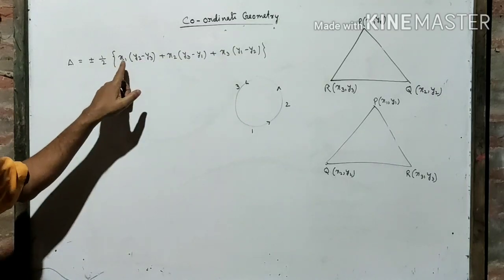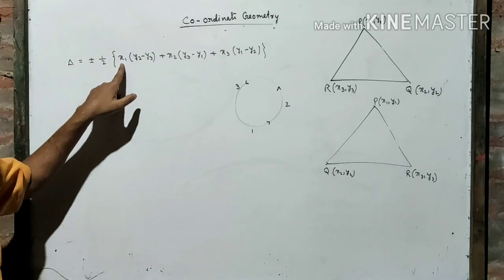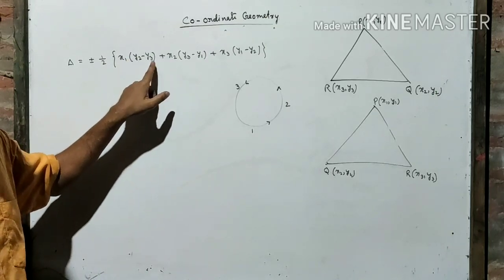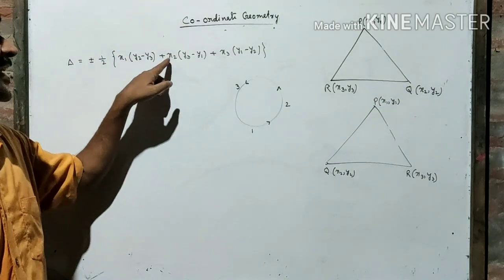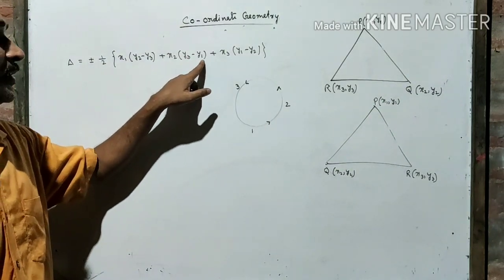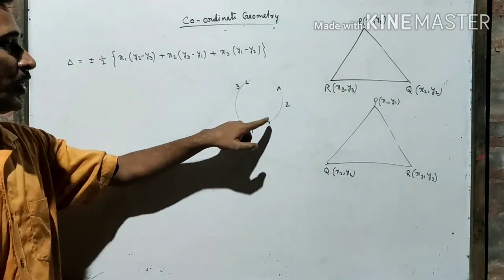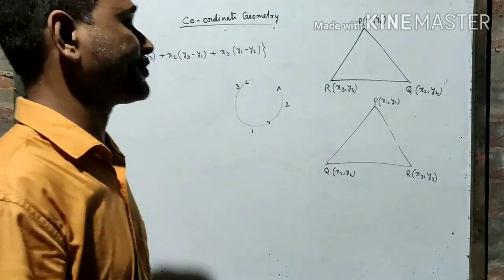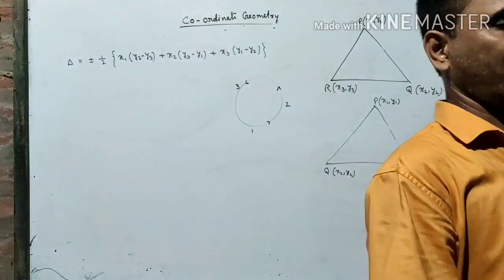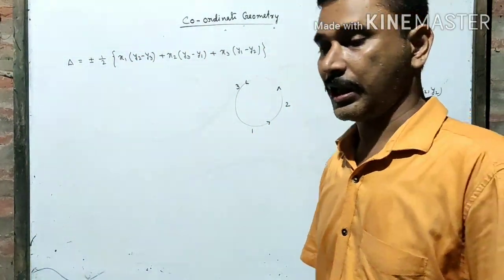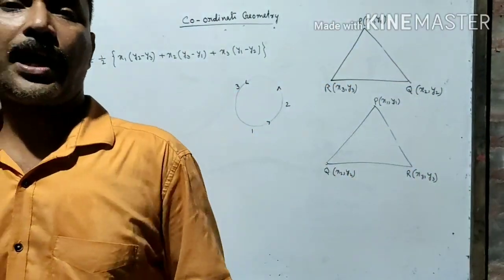So 1, 2, 3: 1 means x1 into (y2 minus y3). Then 2, 3, 1 means x2 into (y3 minus y1), plus 3, 1, 2, that means x3 into (y1 minus y2). This gives the area of the triangle. Okay. So why this plus minus? The sign depends upon orientation.